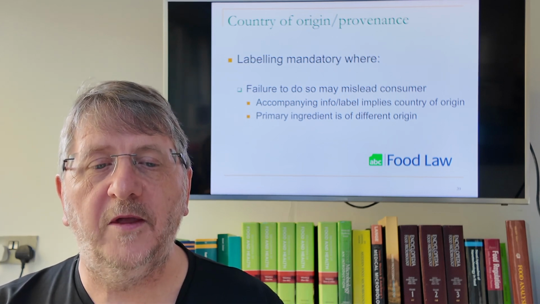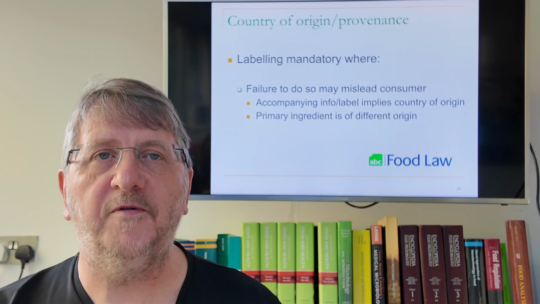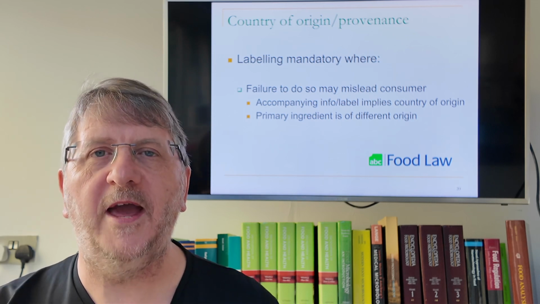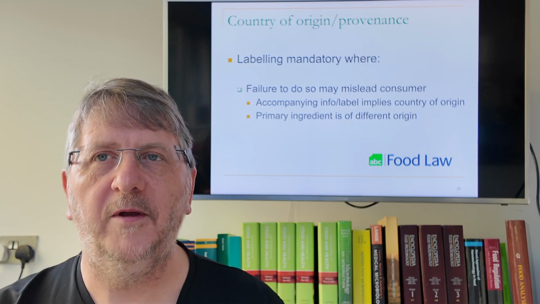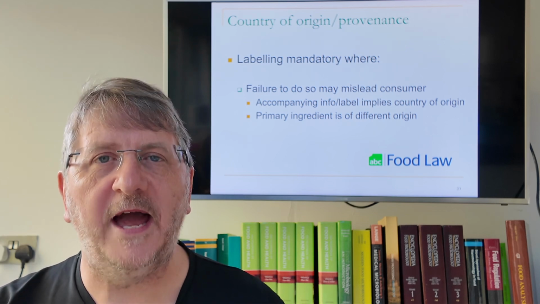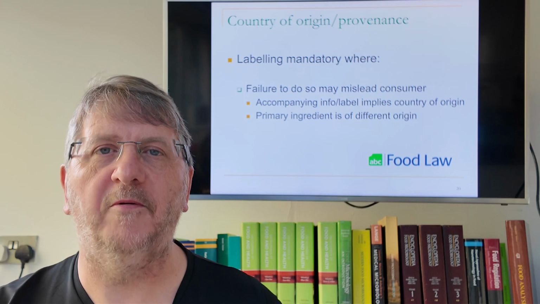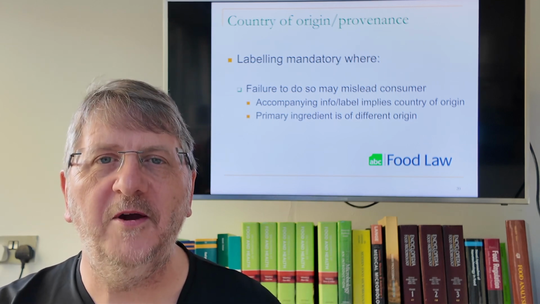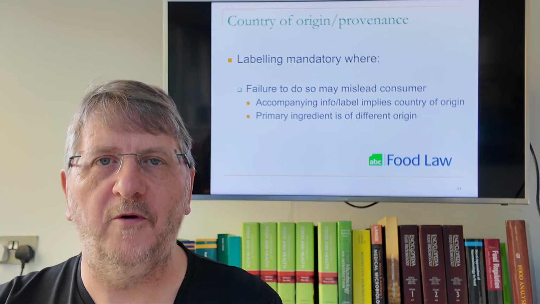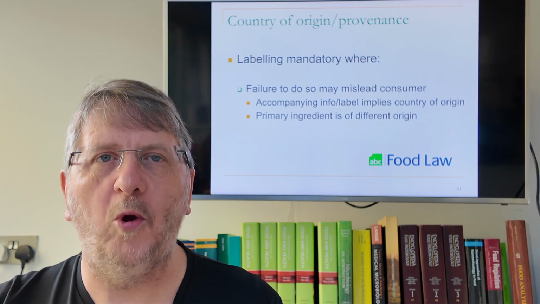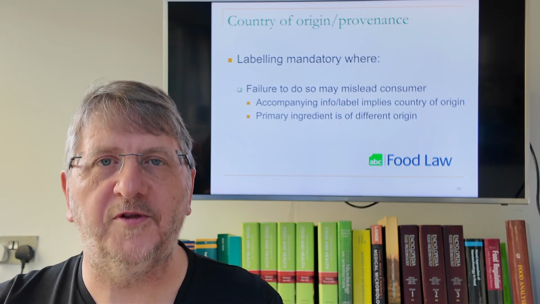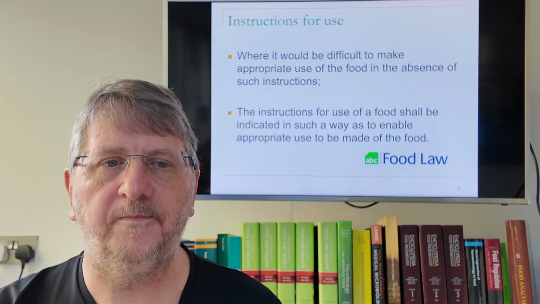Also, there is a primary ingredient issue. If you're supplying products as British ham, but the actual pork is coming from, I don't know, Denmark, then that needs to be declared on the label as well. So British ham from Danish pork or something in the name of the food. So country of origin and provenance can be triggered by what you describe the food as, how you present the food, but there are also some mandatory requirements.